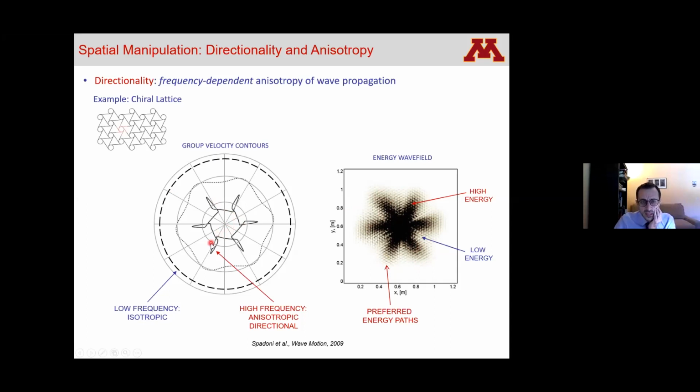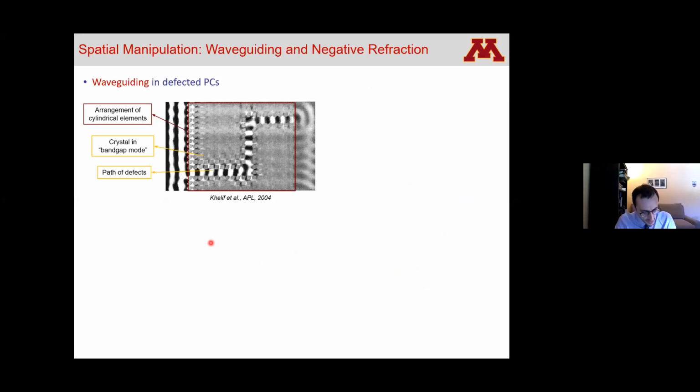One cool thing that one can do with bandgaps is waveguiding. Waveguiding has to do with the ability to channel the energy along an arbitrary path in the domain. Here I'm using an example from the literature. This is one of the earliest, if not the earliest, demonstrations of waveguiding in a phononic crystal, by Khelif and co-workers. So imagine we have a phononic crystal which has a bandgap.